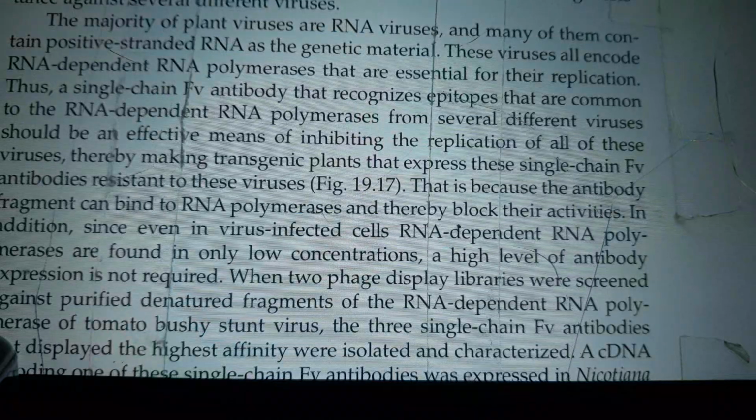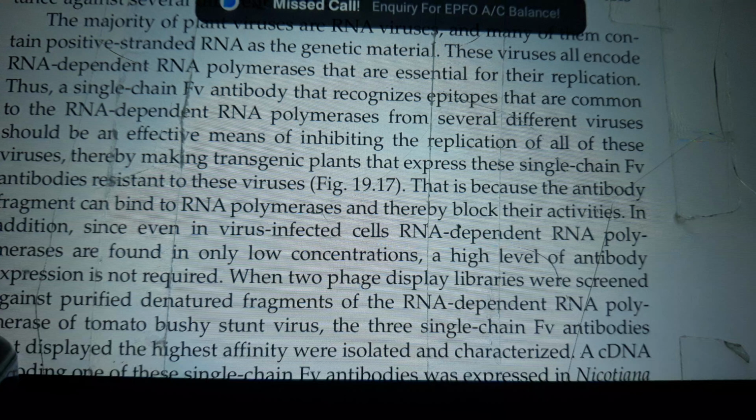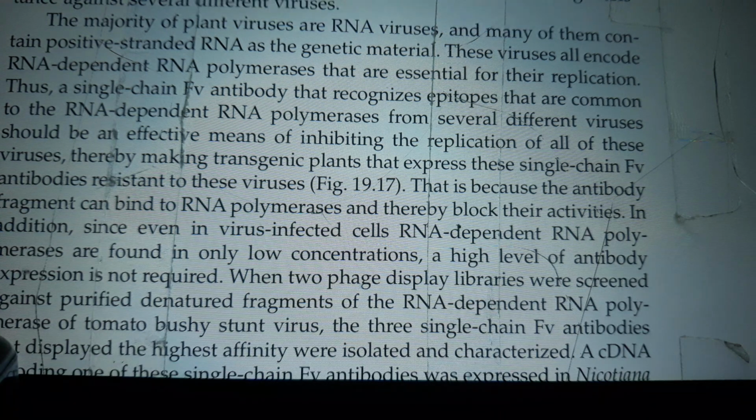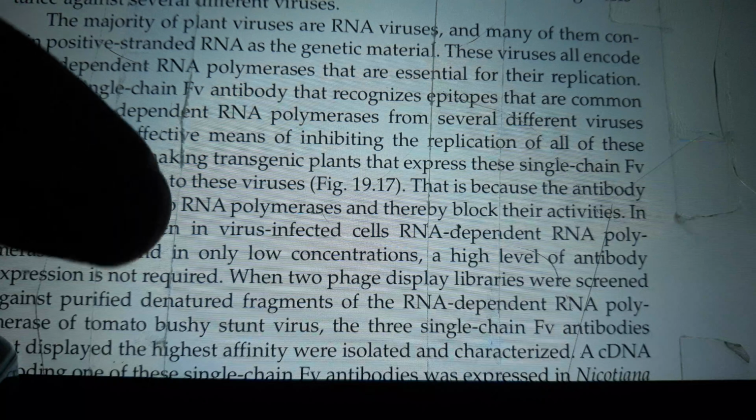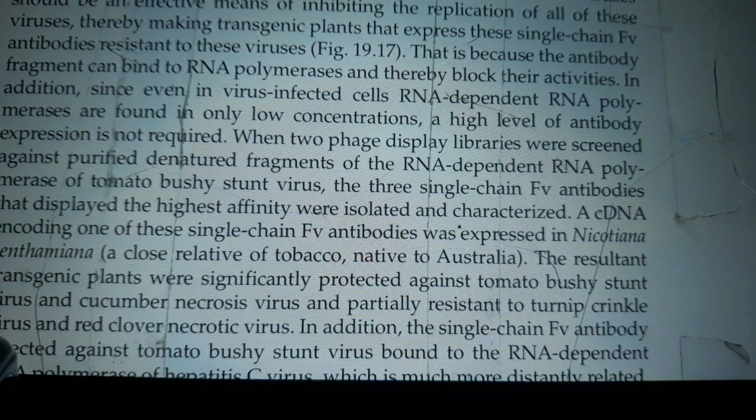The majority of plant viruses are RNA viruses, and many of them contain positive-stranded RNA as the genetic material. These viruses all code RNA-dependent RNA polymerases that are essential for their replication. Thus, a single-chain Fv antibody that recognizes epitopes that are common to the RNA-dependent RNA polymerases from different viruses should be an effective means of inhibiting the replication of all these viruses, thereby making transgenic plants that express these single-chain Fv antibodies resistant to these viruses. That is because the antibody fragment can bind to RNA polymerases and thereby block their activities.